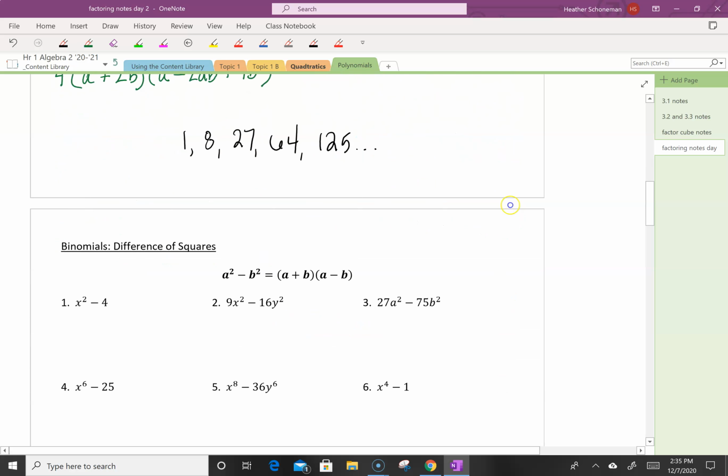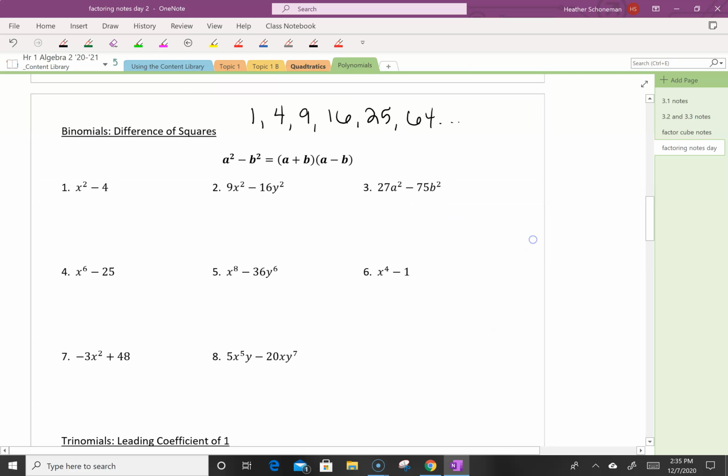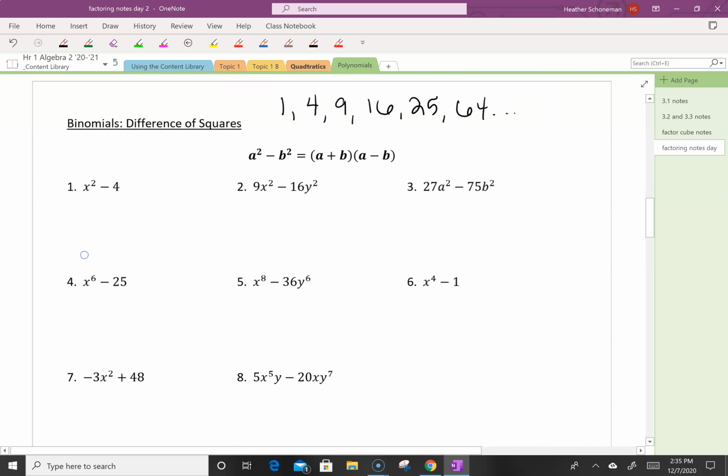But now we're going to switch to squares. And squares, these are the ones you knew first. 1, 4, 9, 16, 25, 64, we could keep going. So those are the numbers we're looking for now. Now with all of these patterns, doesn't matter which one it is, we always want to look first to see if there's a greatest common factor.